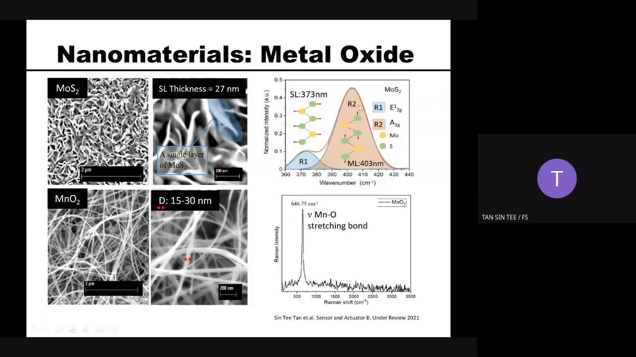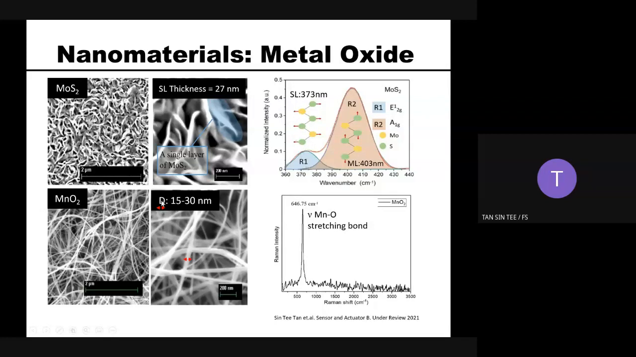You can actually see this from one of the Raman stretchings. The peak at about 403 nanometers is represented by the A1g. A1g is the vertical stretching mode from the Mo to the S. Whereas we also detect the single layer of MoS2 existing in our sample, where we detect the peak at about 373 nanometers coming from the horizontal stretching mode of the MoS.